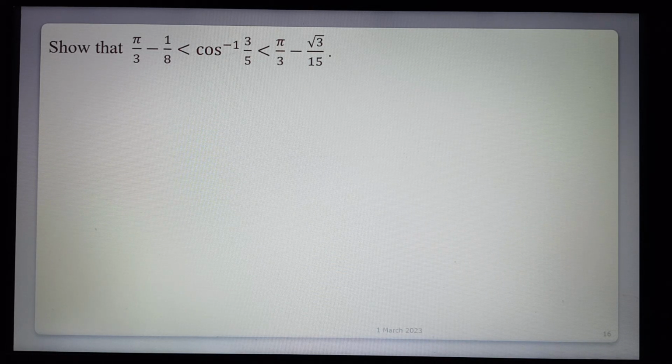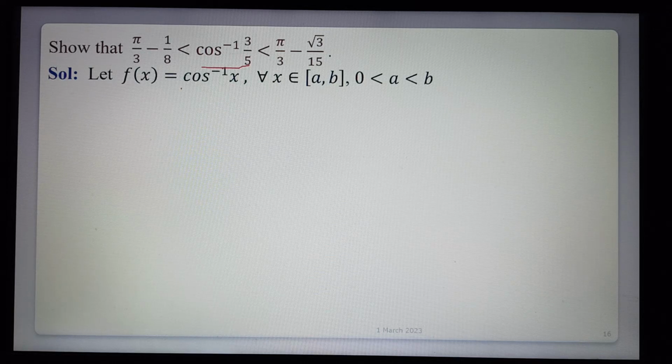Here the middle term is cos inverse. So let the function be f(x) = cos⁻¹x. But there is no given interval, so let us assume the interval is [a, b]. So f(x) = cos⁻¹x, x belongs to [a, b].